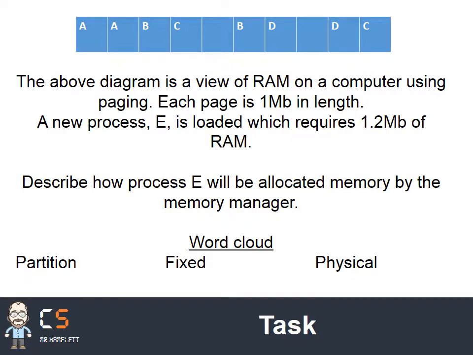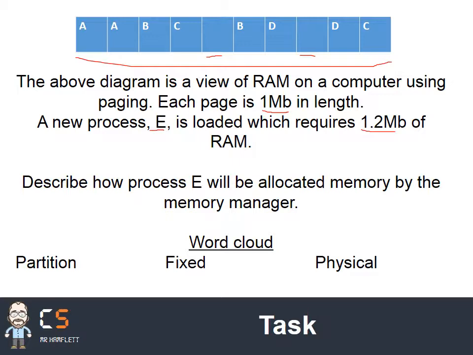So it's time for a task to help get some of this sinking in. Above here on the diagram, we've got a bunch of processes. I've named them A, B, C, and D, just to keep it short and sweet. Each page is 1 megabyte in length. As you can see, I've got 2 free spaces. So we have a new process E, which requires 1.2 megabytes of RAM. Because a page is 1 megabyte, we're going to need more than 1.